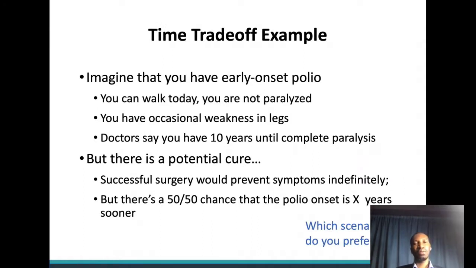Here's an example of a time trade-off. Imagine that you have early onset of polio. You can walk today, you are not paralyzed, and you have occasional weakness in the legs. The doctor says that you have 10 years until complete paralysis. But there's a potential cure. The successful surgery would prevent the symptoms indefinitely. But there's also a 50-50 chance that the polio onset comes X years sooner. So which scenario do you prefer?